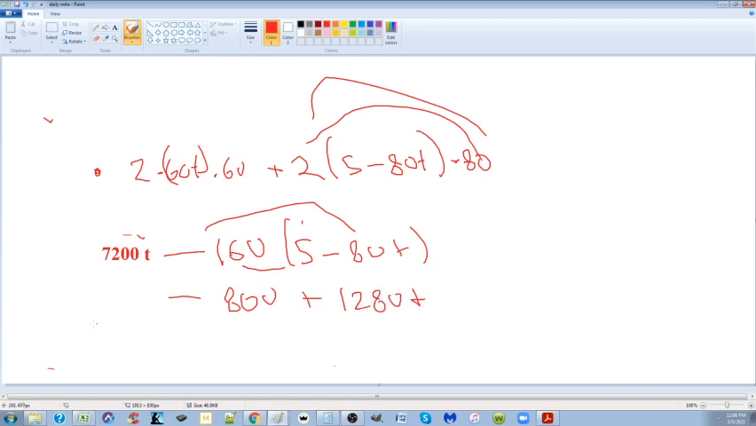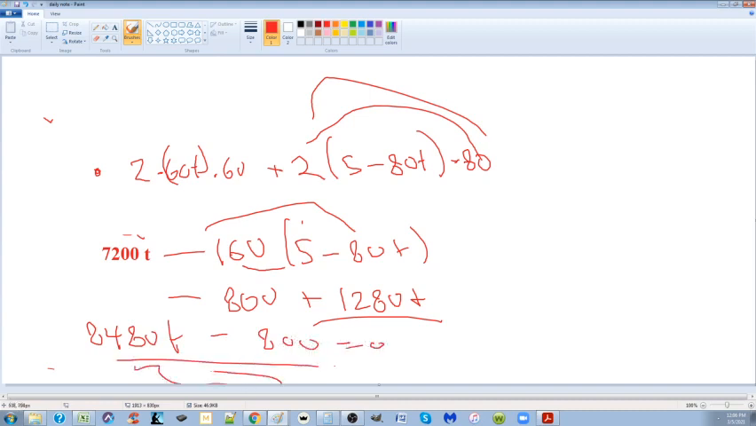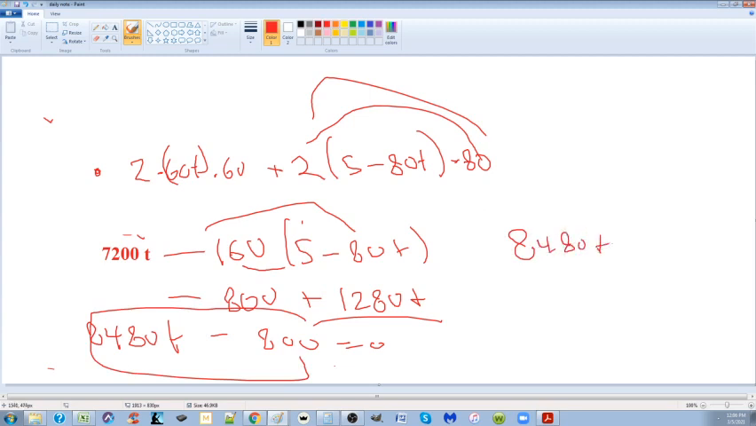So I'm going to get, if I did that right, how lazy am I? 8480t minus 800 is equal to 0. And that's the numerator, and there's a whole big square root thing down here that's squared, but it doesn't matter. I just work with my numerator. So I get 8480t is equal to 800, and to solve for t, I take 800 and divide it by that.